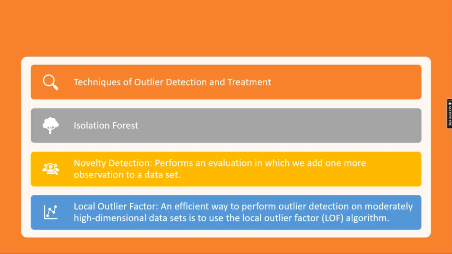Now, techniques of outlier detection and treatment. We can have isolation forest, novelty detection, perform an evaluation in which we add one or more observations to the data set. Local outlier factor: an efficient way to perform outlier detection on moderately high dimensional data is to use the local outlier factor algorithm. So we can have the isolation forest, we can do the novelty detection, or we can go for local outlier factor. These are the different ways of outlier detection and treatment.